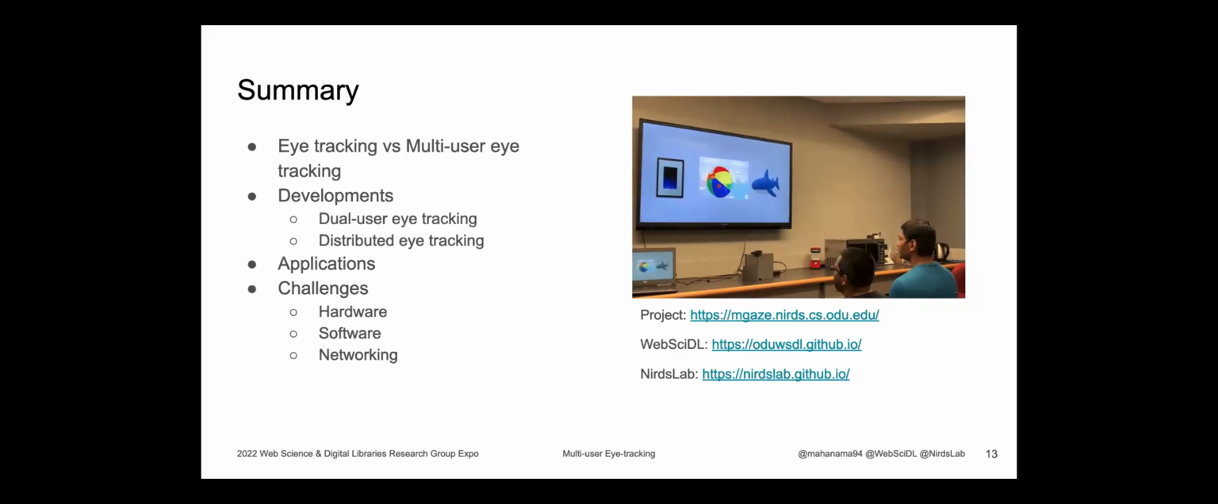And yeah, that brings us to the end of the presentation. During the presentation, we talked about multi-use eye tracking systems, and we identified 2 developments in our lab: dual use eye tracking systems for physically co-located as well as virtually co-located people. And we also identified possible applications and some of the challenges. And that's the end of the presentation.